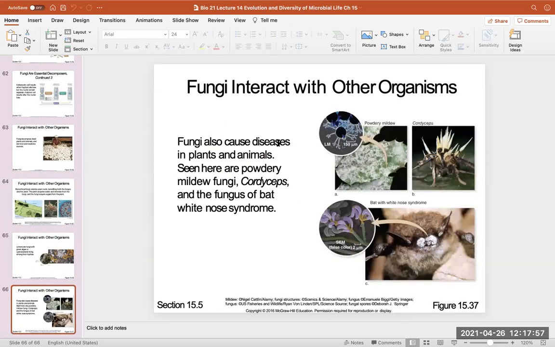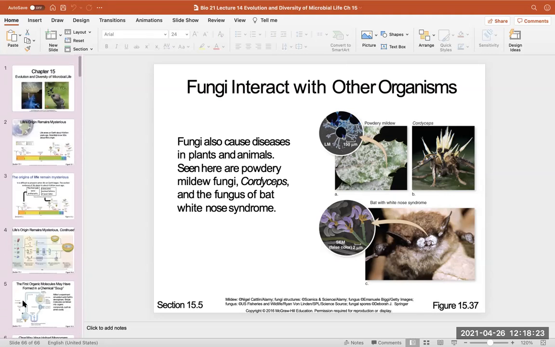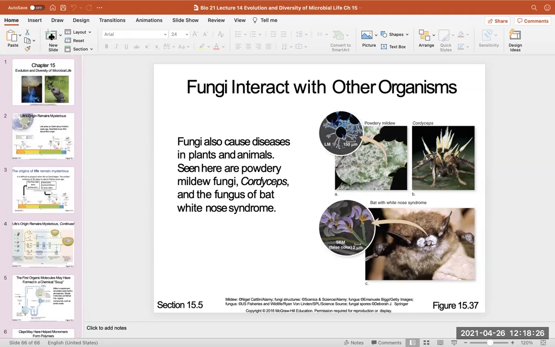3 diseases for fungus you guys have to know. Cordyceps, that's the zombie ants. Fungus starts to grow out of their brains, takes over. Powdery mildew, you've probably seen this on plants. It's powdery stuff that's coming from fungi. And then white-nose syndrome for the bats can happen in bats. It's also from fungus. That's it for chapter 15. There was a lot in this, but again, if you watch that video, it's really going to help you with this chapter.